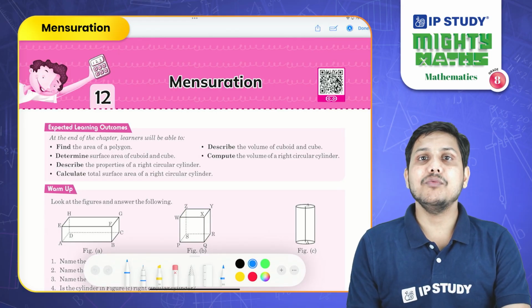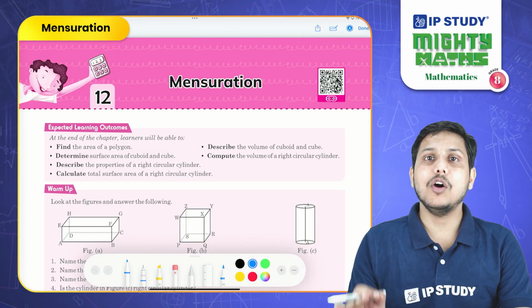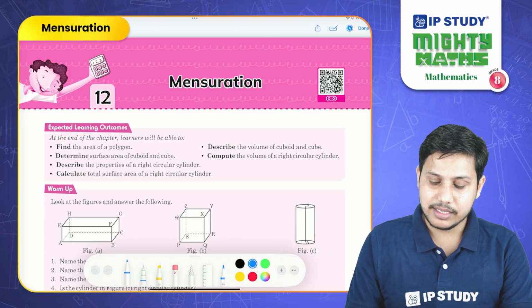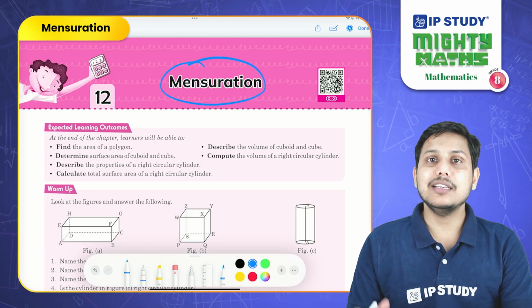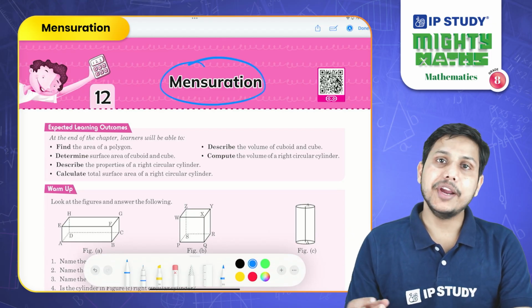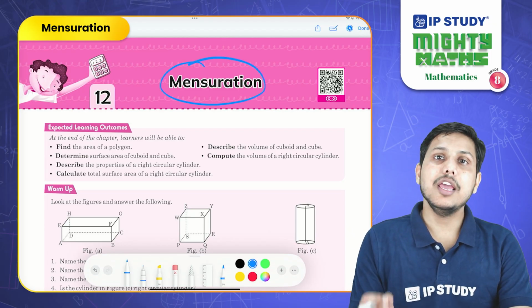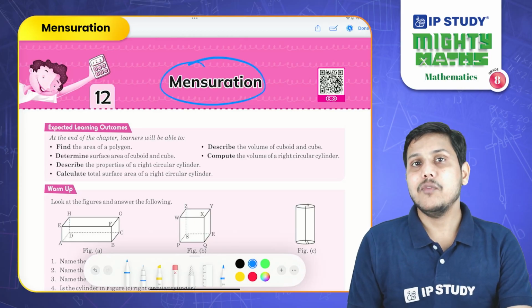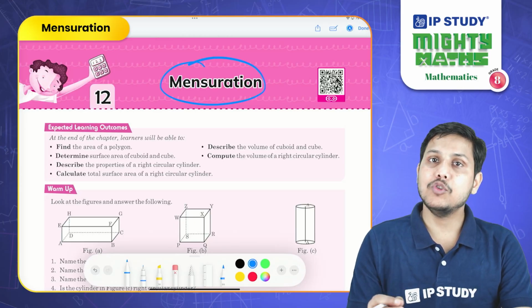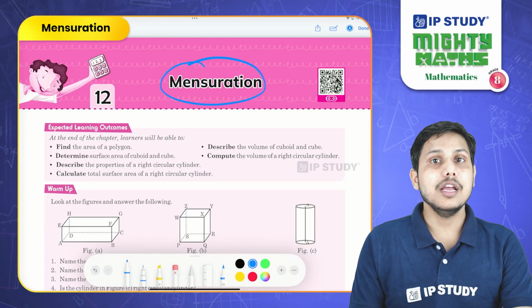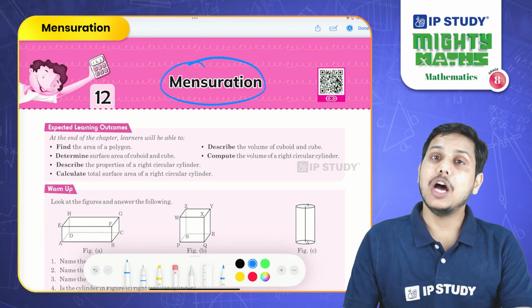In this video, we are going to cover chapter 12 of grade 8 and the name of the chapter is Mensuration. Students, let us see what are the different topics we are going to cover under this chapter. So we'll see what is the area of a polygon, what is the surface area and volume of a cube, what is the surface area and volume of a cuboid and how to find them.